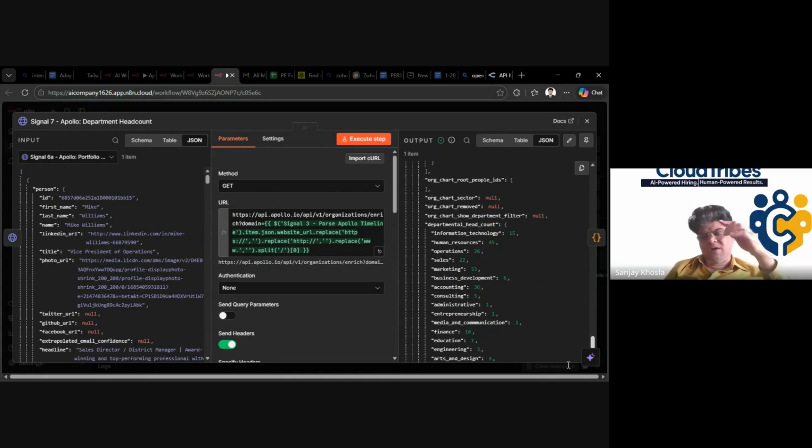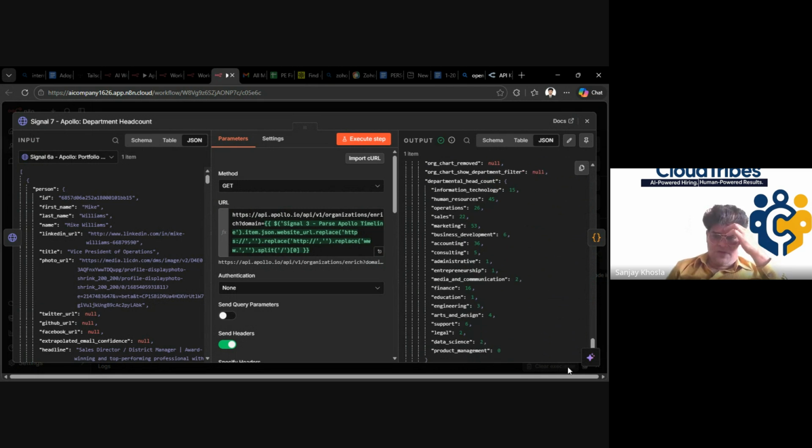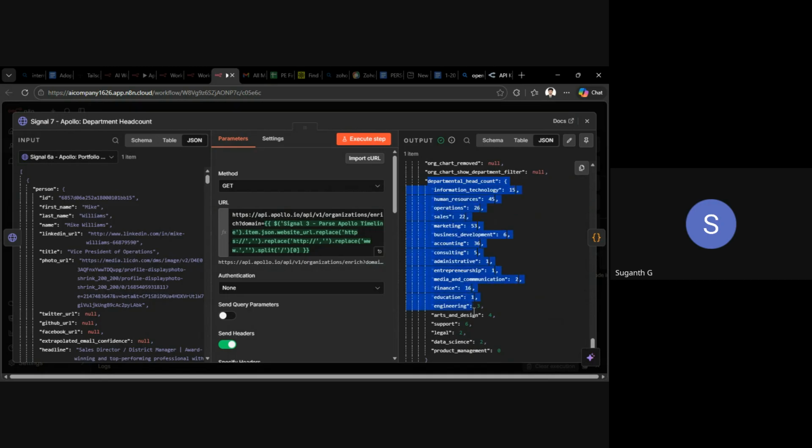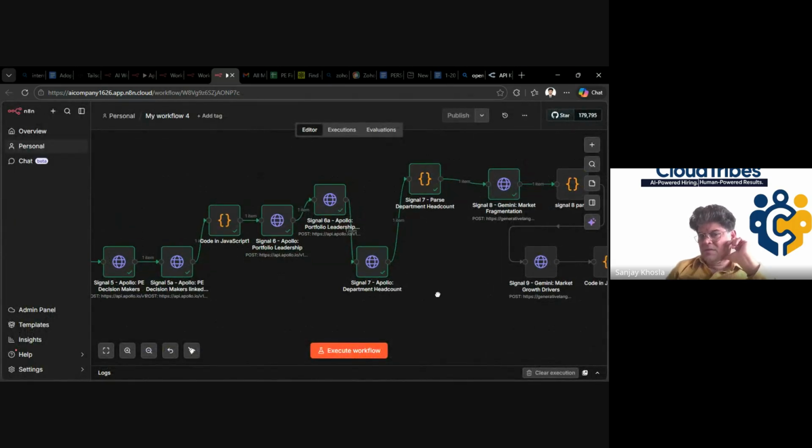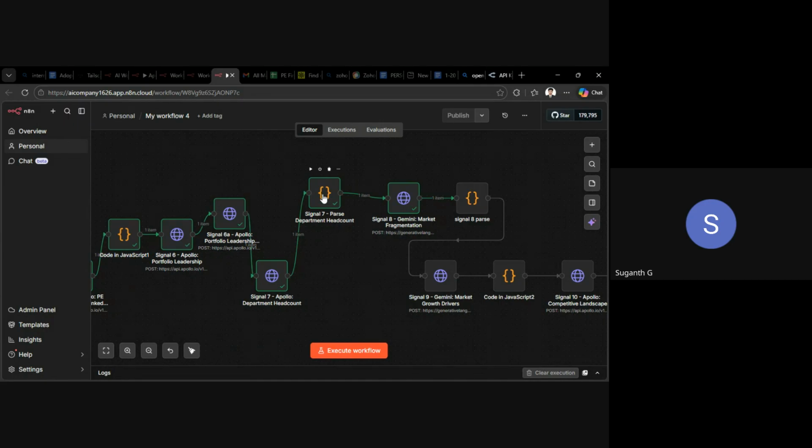Excellent. Let's move through the quick signals or the filters here. Yes, let's go next. Here's the department headcount of the Apex Service Partners organization, sir. So information technology, resources, operations. Every headcount we fetched using Apollo. Okay, let's come out of that. Next, we also converted this into a JSON filter.